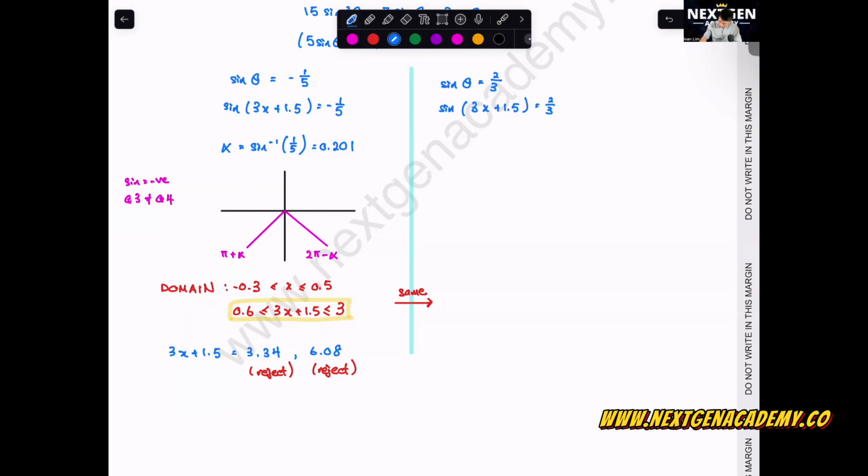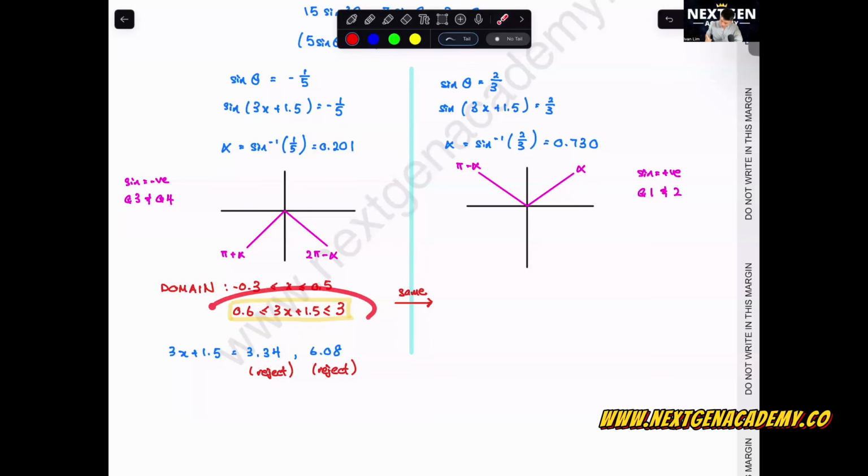We do the same thing. Alpha is inverse sine 2 over 3. Inverse sine 2 over 3, we'll get 0.730. This one, sine is positive, so we're going to put quadrant 1 and 2, alpha and pi minus alpha.